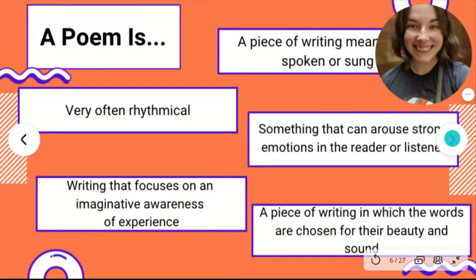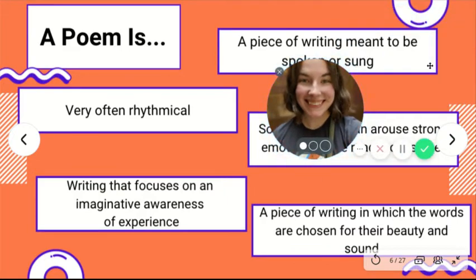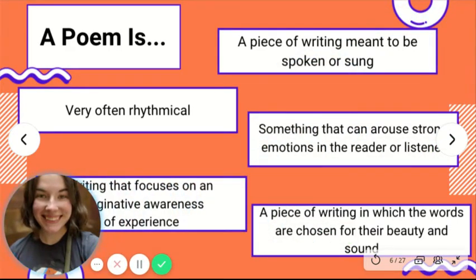So, what is a poem exactly? I shared a bunch of things that describe what a poem is. So, a poem is a piece of writing that's typically meant to be spoken out loud or even sung. It is very often rhythmical. It's something that can arouse strong emotions in the reader or listener. It is very, very emotion heavy, usually.